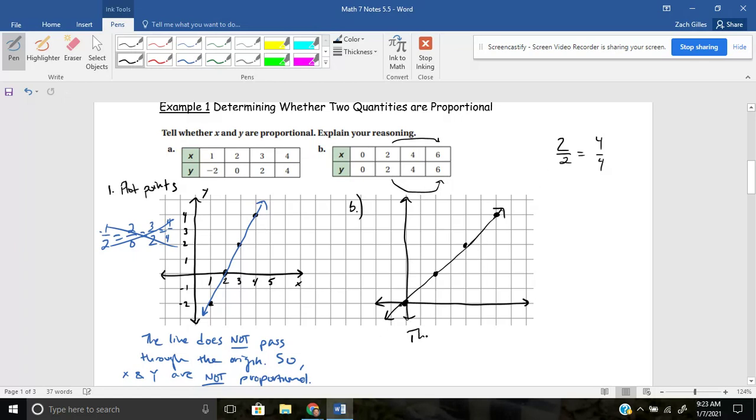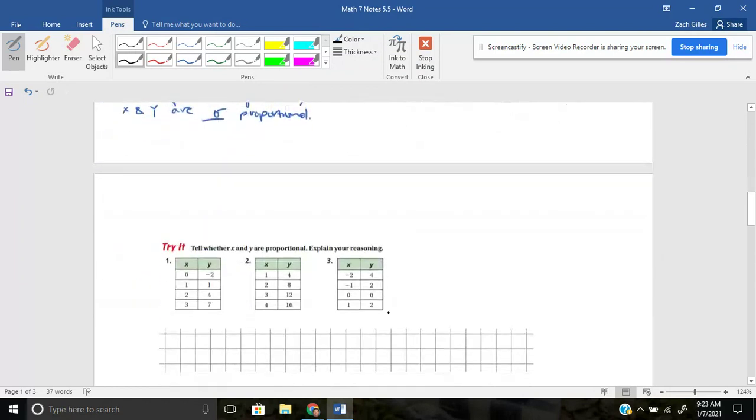So you could say the line passes through the origin, or this 0, 0 point. So x and y are proportional. Right? That's how you do those types of problems. Let me know if you have more questions on those.